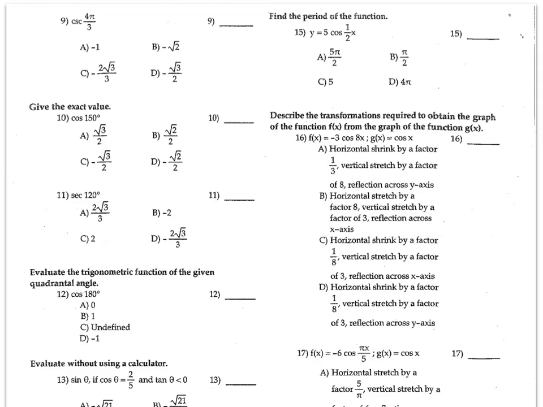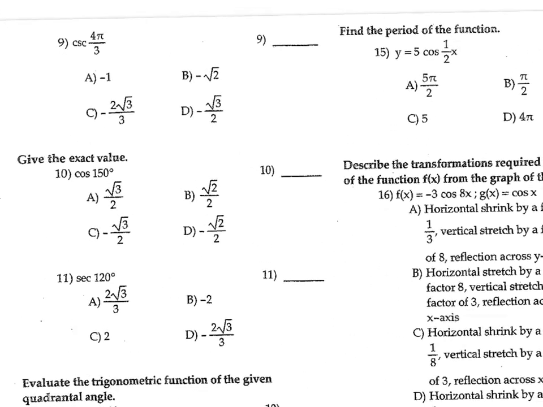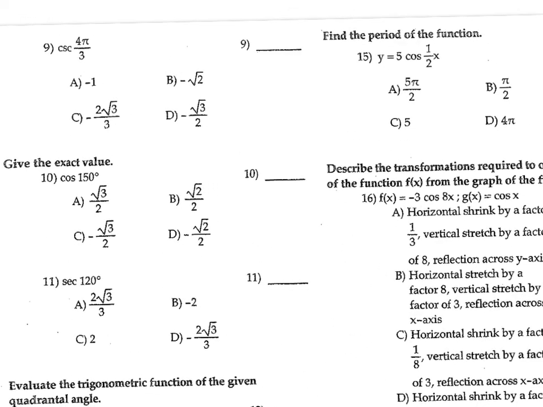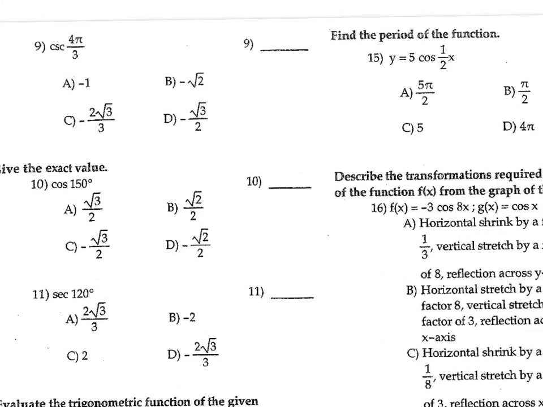Number 9, they want cosecant of 4 pi over 3. Well, I need to know where 4 pi over 3 is. How many degrees is that? If we were to change that into degrees, how much is that? What is pi over 3? How much is that? 60 times 4. So if I think about degrees, we're talking about 240 degrees, right?